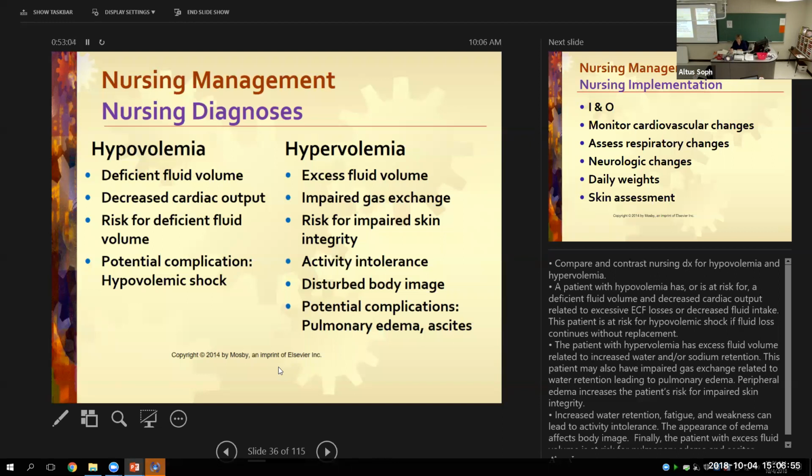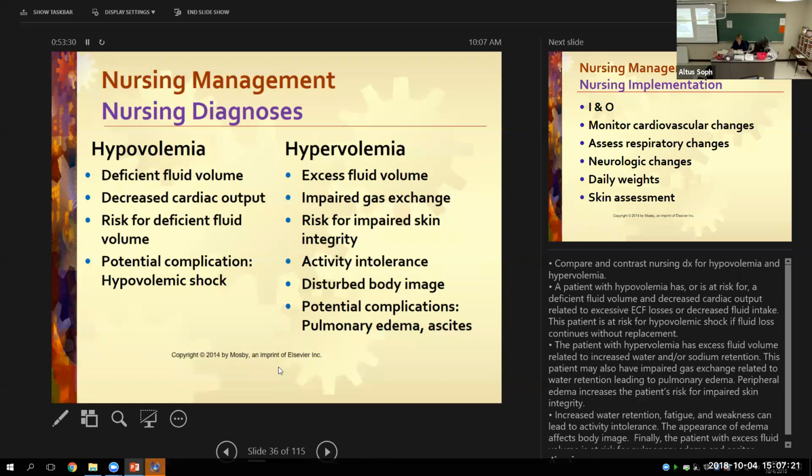Okay, so that would be weak, thready pulses. Flattened veins, and you definitely probably wouldn't have JVD, right? Blood pressure, you probably have a lower than normal blood pressure. Okay. What about risk for deficient fluid volume? What might be a couple of things that could be going on with our patient that might put them at risk for deficient fluid volume?